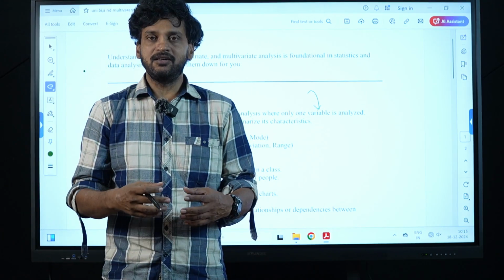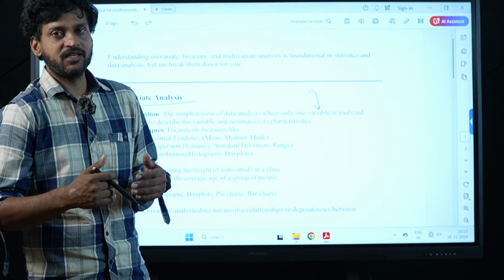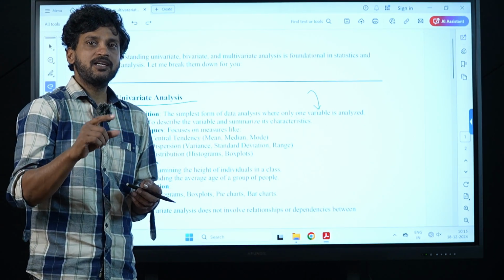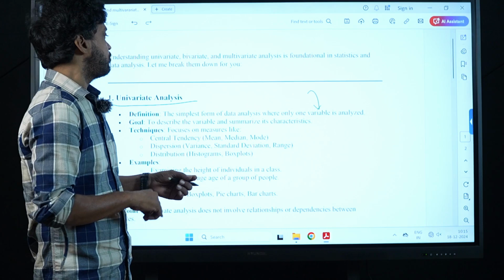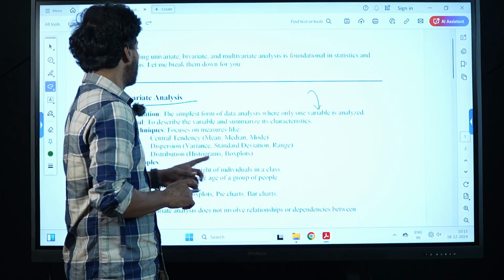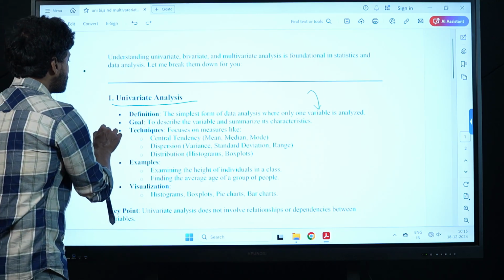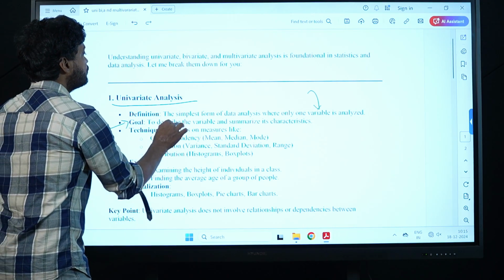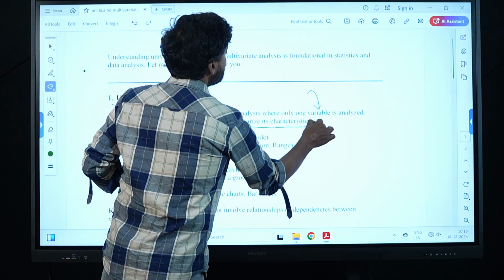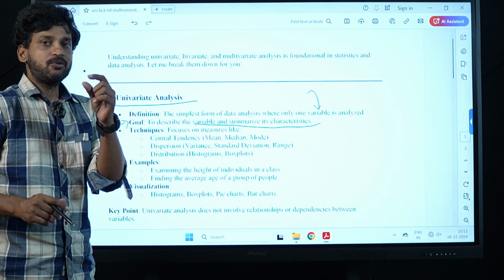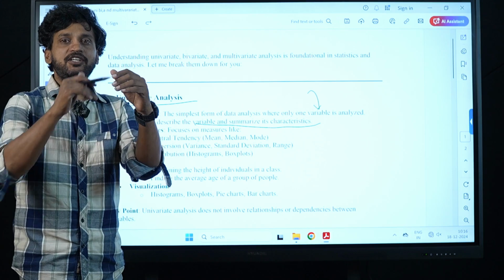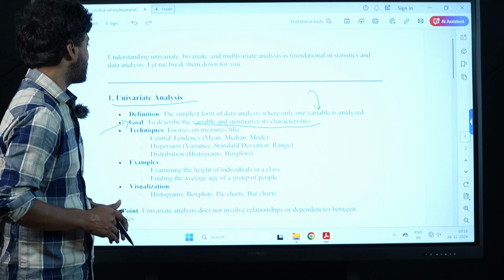When analyzing a particular data set, when you want to analyze only one particular data point, that is only one variable, you will take univariate analysis. What is univariate analysis? Univariate analysis will describe the variable and summarize its characteristics. It will take only one single variable and summarize its characteristics.